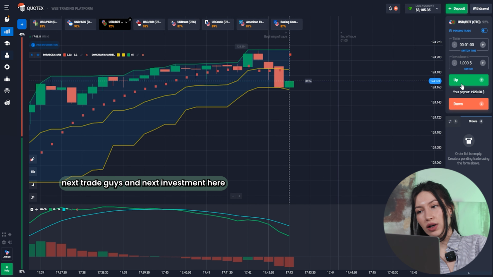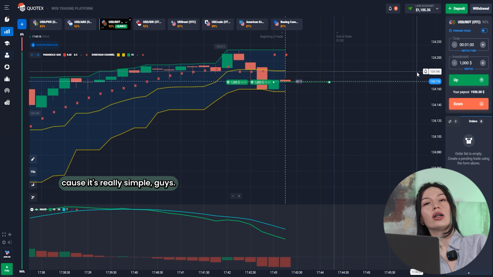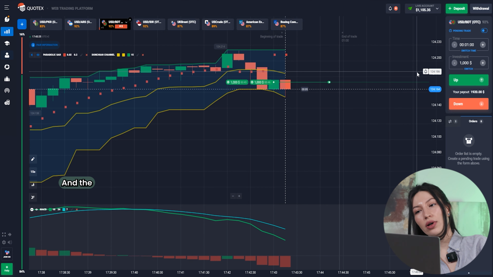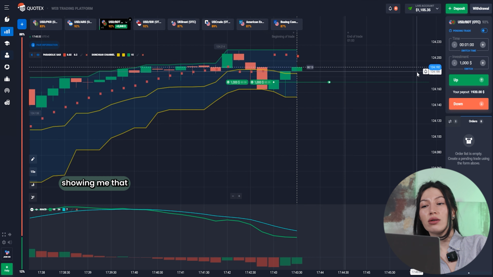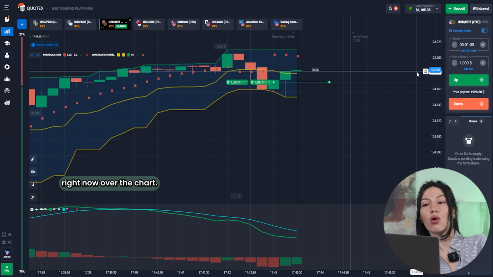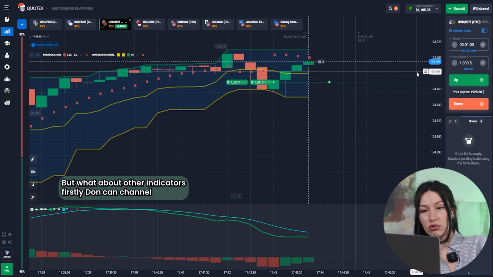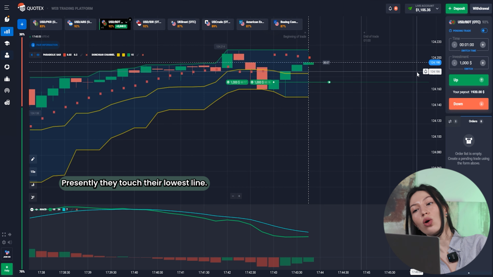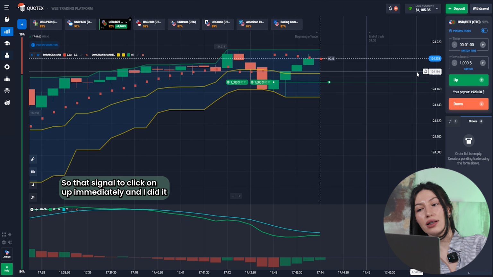Next trade, guys, and next investment, and here my plan is to put $2,000 on upward position, because it's really simple, guys. It's a long-term uptrend. We can see it according to all indicators. And yeah, what about parabolic SAR? The points are showing me that it should be a downward trend, because three points of this indicator right now are over the chart. But what about other indicators? Firstly, the Donchian channel, it is still an upward trend, and candles should be inside of the channel. Recently, they touched the lowest line, I mean this yellow line of this indicator, so that's a signal to click on up immediately, and I did it.